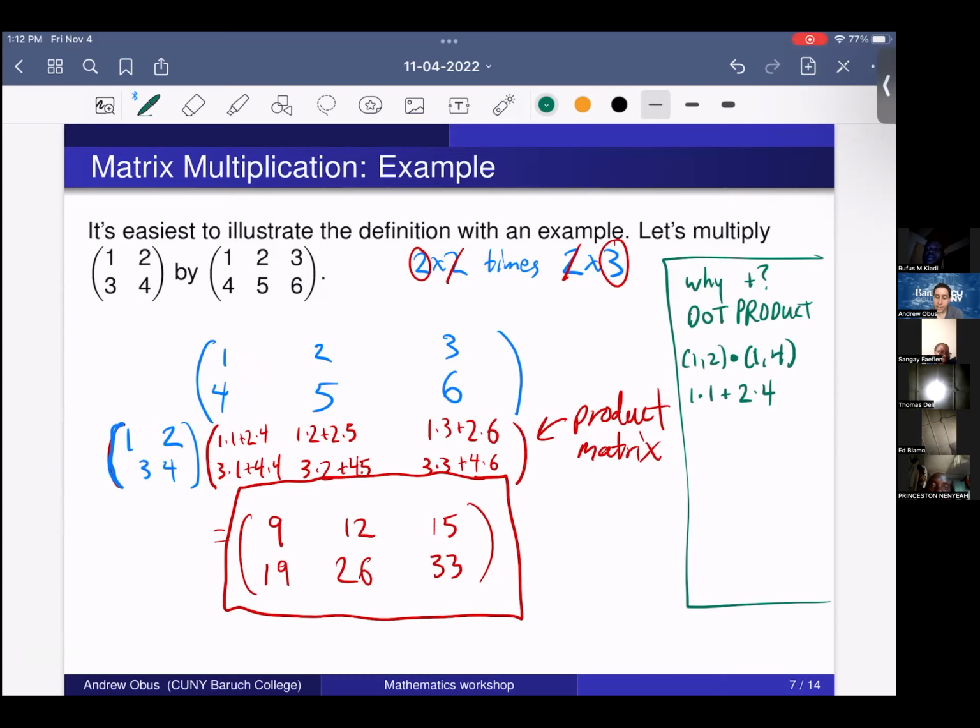So the reason there's a plus is because that's part of the definition of the dot product, right? The dot product combines addition and multiplication. And so when we do matrix multiplication, it's based on the dot product. And so there's always going to be a plus there in every term. Is that okay? Is that clear? Okay. Yeah, thank you. You're welcome. Other questions?